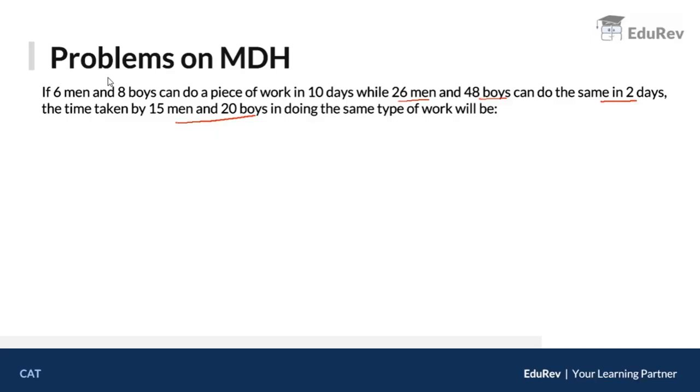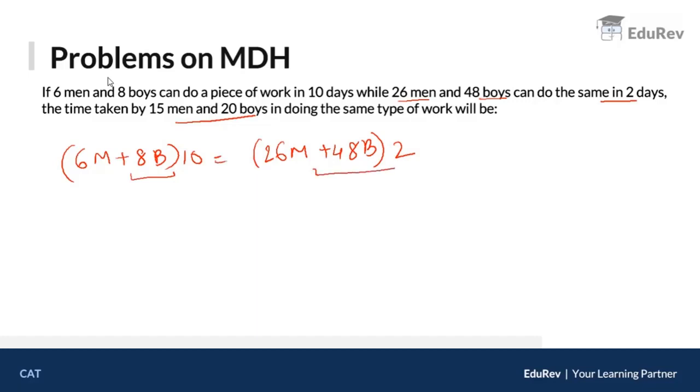Now understand, we have an MDH concept, which is man days hours. Now we have two genders here, so basically we have two categories here, which are men and boys. So they will be cumulatively combined into the man category. So 6 men and 8 boys can do a piece of work in 10 days, while 26 men and 48 boys can do the same work in 2 days. The work is the same, so MD here is equal to MD here.